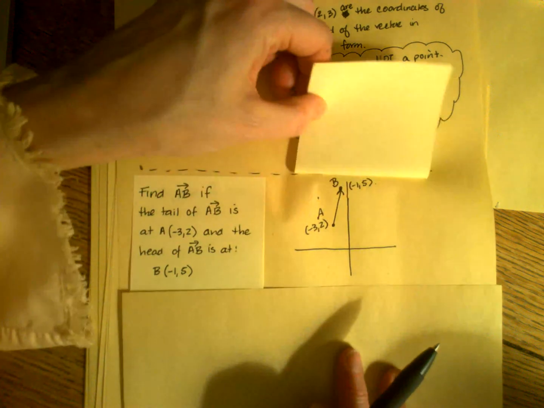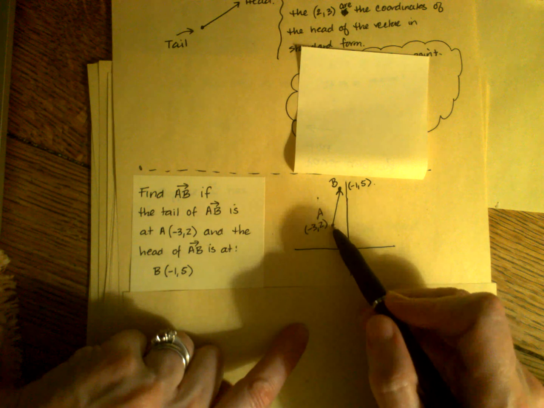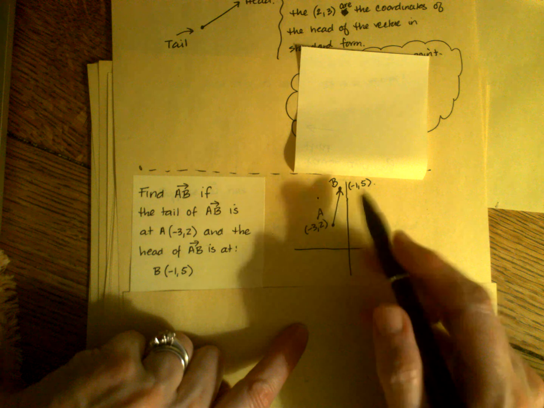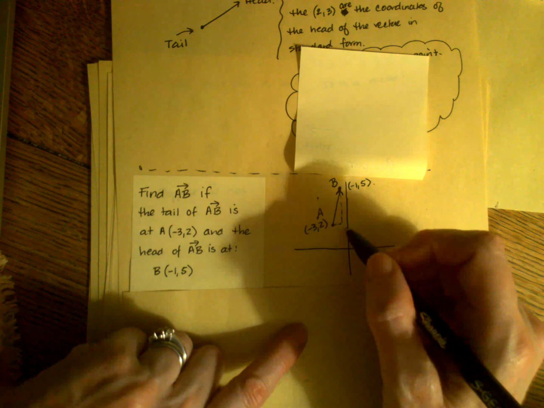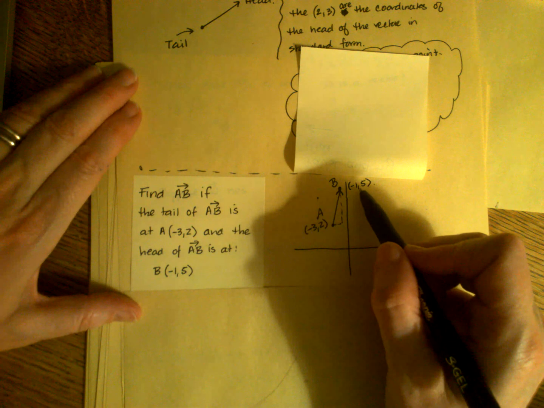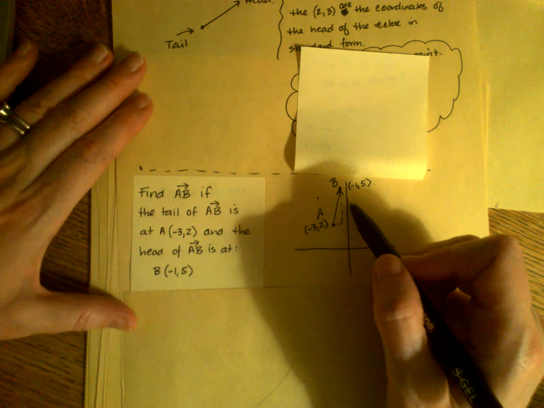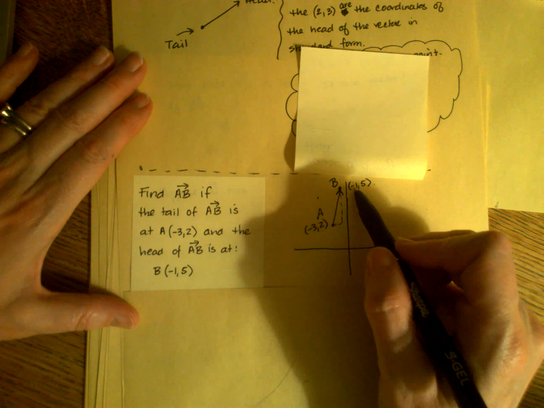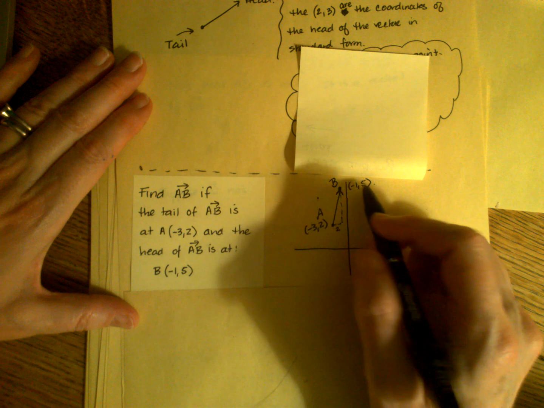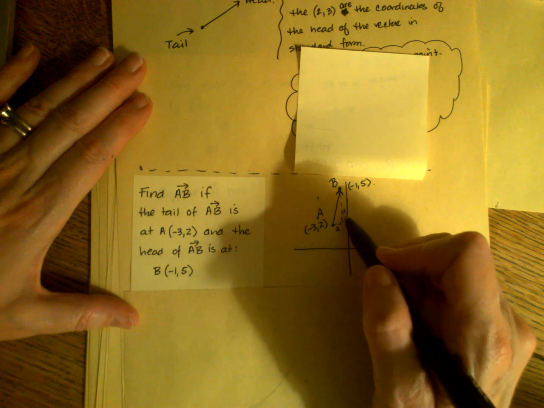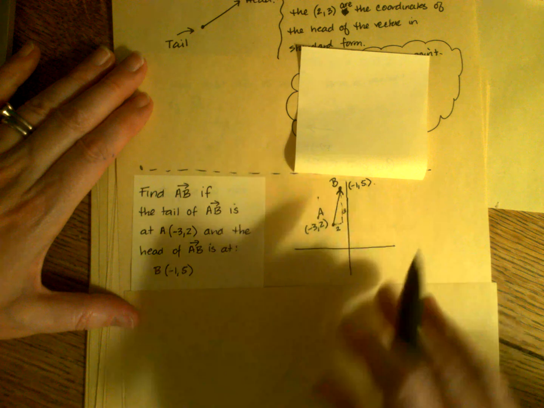Okay, you should have a picture that looks like this. So there's your picture of vector AB, tail at A, head at B, and you're looking to see how much over and how much up you have to go from A to B. But you should realize that what you're actually calculating, because these numbers could be big and you're not going to want to draw the picture every time, is you're taking the coordinate -1 minus -3 to figure out that this is 2, and you're taking 5 minus 2 to get 3 here.